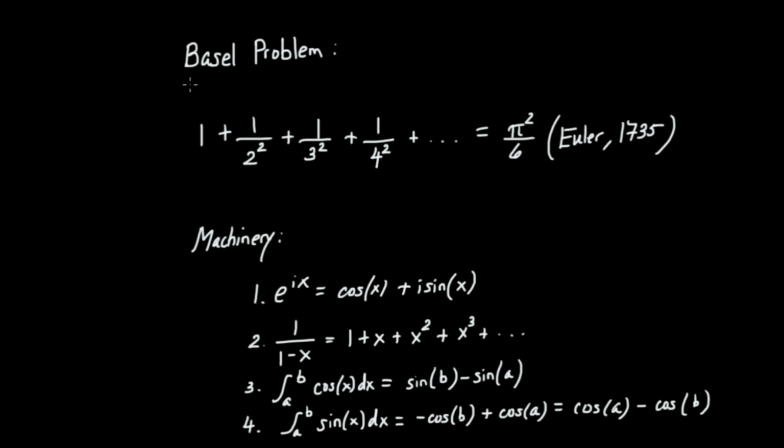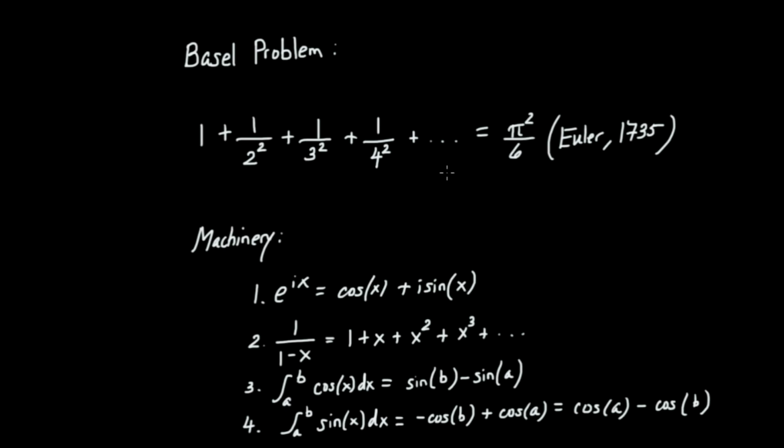Now, just to make sure everyone's on the same page, the Basel problem is this very famous problem in math, which asks for the sum of the infinite series given by 1 plus 1 over 2 squared plus 1 over 3 squared plus 1 over 4 squared and so on. And this is a famous result of Euler. It stumped a lot of mathematicians before him, but it was famously proven by Euler in 1735 that this infinite sum converges to pi squared over 6.